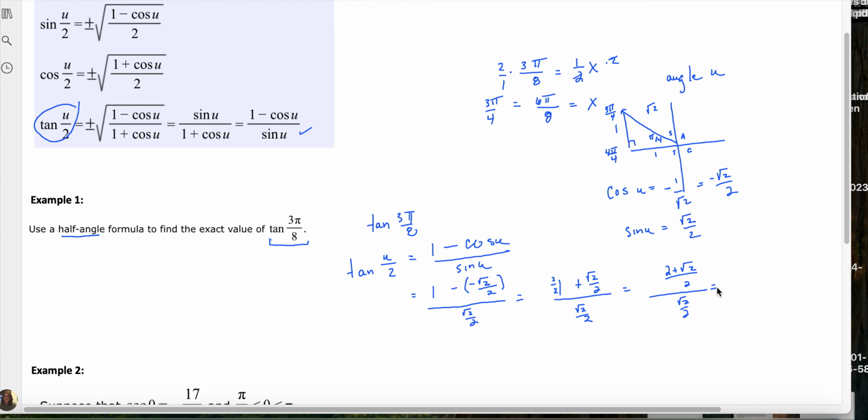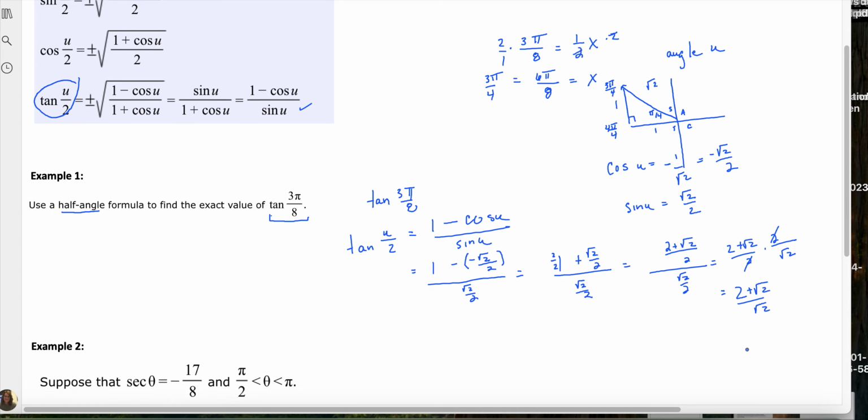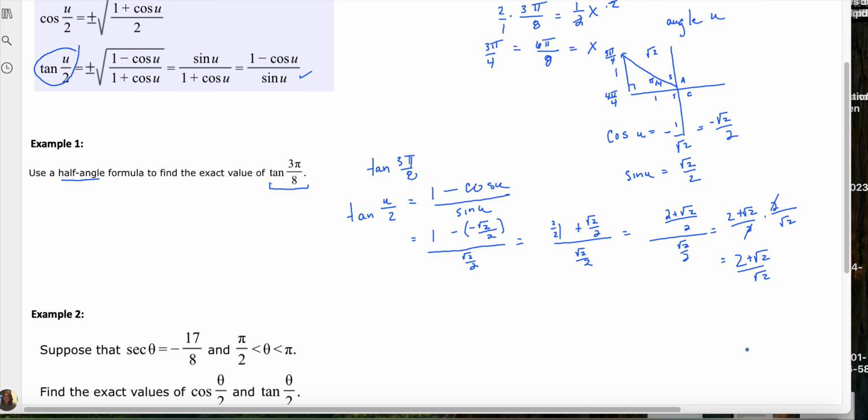So we'll take the top and multiply by the reciprocal of the denominator. Those 2's will cancel, and I'll end up with 2 plus root 2 over the square root of 2. So that is our exact value using a half angle formula.